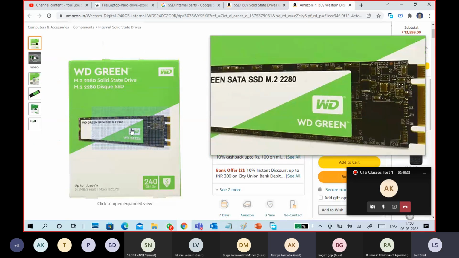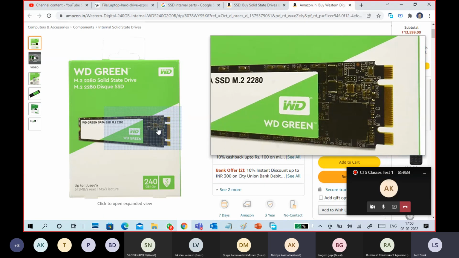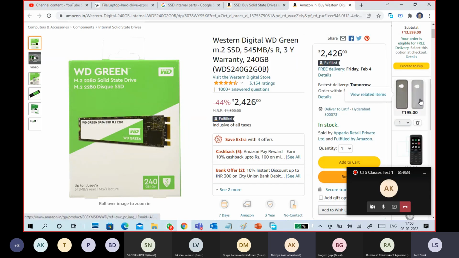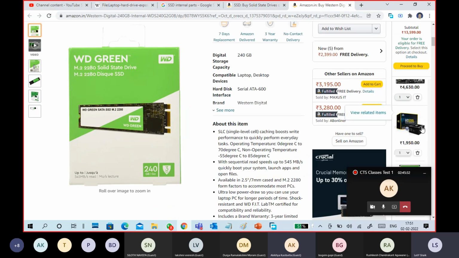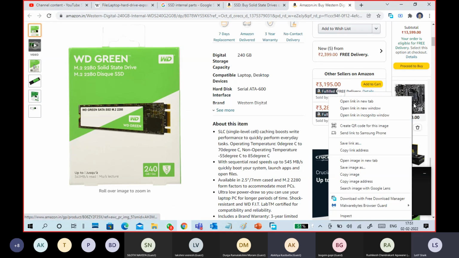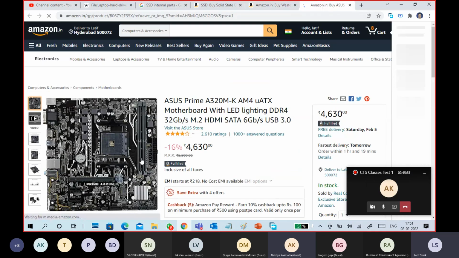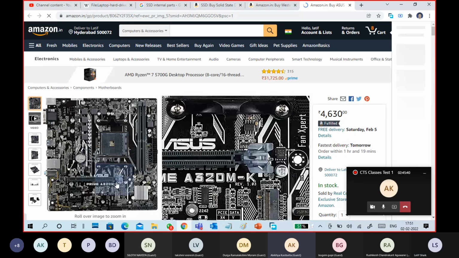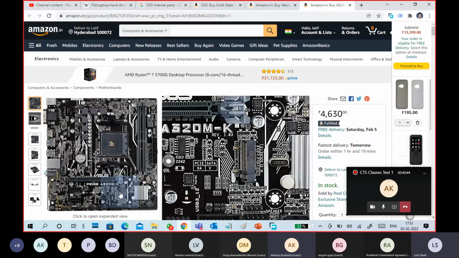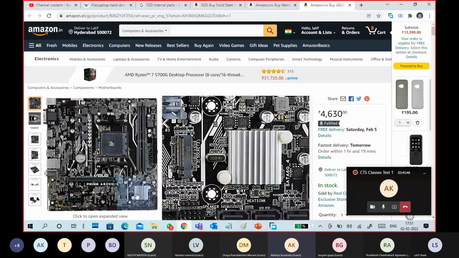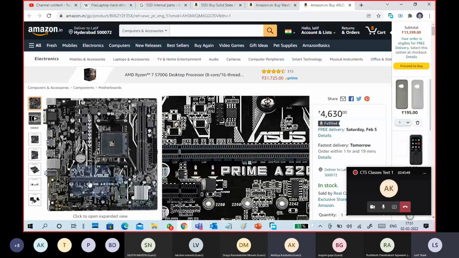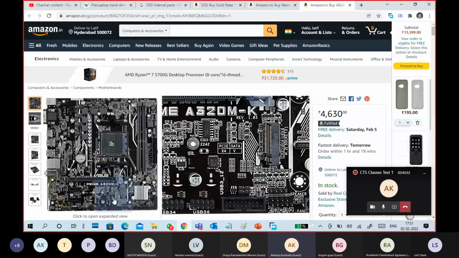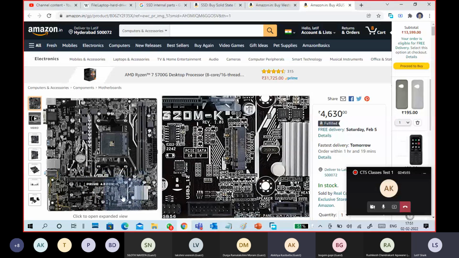So this is an M.2. Normal hard disk, this is the interface. I will show you how that interface is connected. Here it is. This is the motherboard. Look at this motherboard. This is your M.2 SSD socket. You can see some graphic card inserted here, and you can see exactly the M.2 SSD. So that is a disk or a SATA SSD.